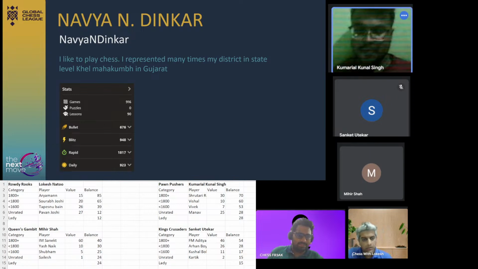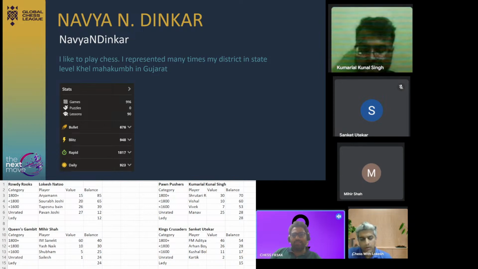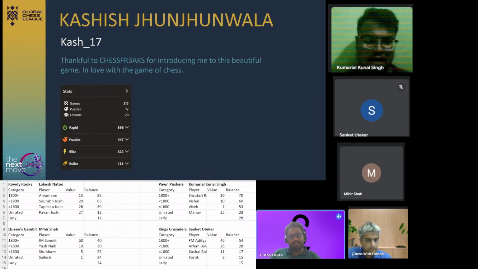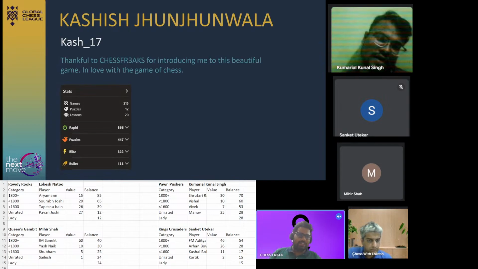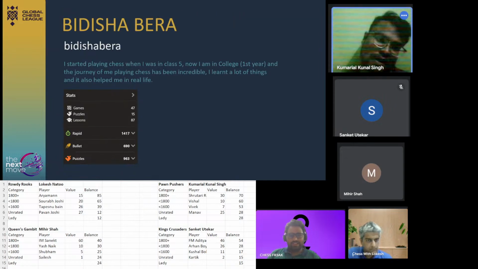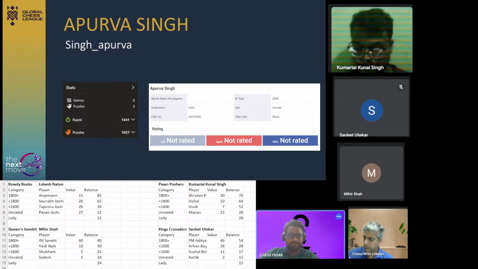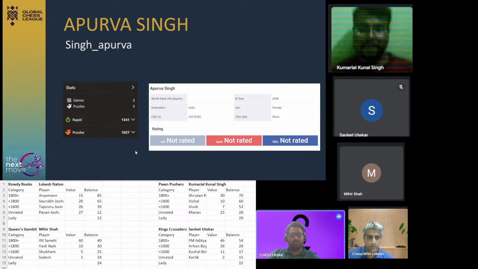So guys, I'll quickly go through the players once again. Navya N. Dinkar. Kashish Junjunwala, she is new to chess and has just started playing. Vidisha Bera, she has been playing chess since class 5. Now she's in first year of college, and she still continues enjoying playing chess. She has a rapid rating of 1400. And Apurva Singh. So these are the four players.